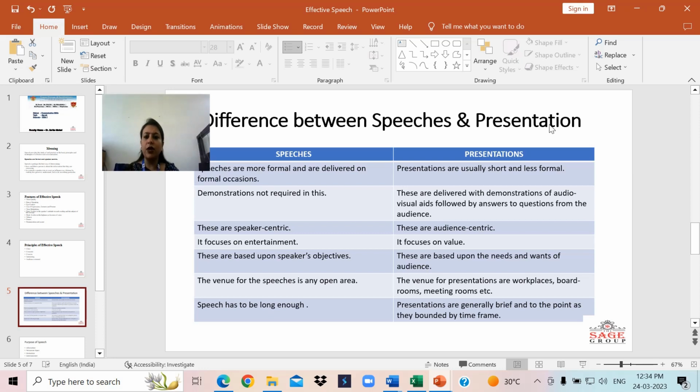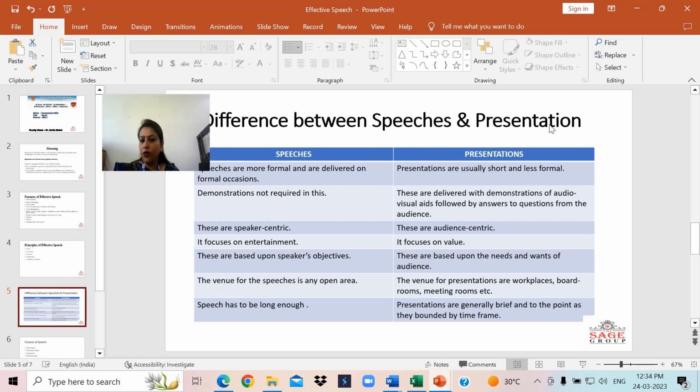Second, demonstrations are not required in speeches, whereas presentations are always delivered with the help of demonstrations, with the help of PPTs, with the help of audio visual aids, which can be followed by query sessions from the audience. Means it's a two-way kind of communication, whereas speeches are not always two-way. Speeches are speaker centric because it's one-way communication where the speaker speaks, but the audience are not there to ask questions. Whereas presentations are audience centric because it's two-way, where the audience can also ask questions of the speaker.